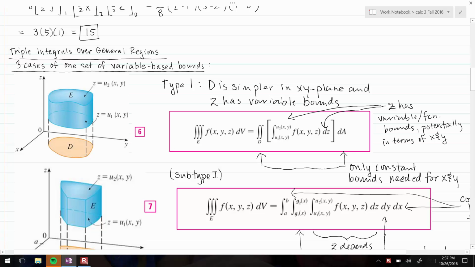The picture actually is not terribly helpful, but if you have some surface here, remember that in 3D space, our domain, if it's not a rectangular prism, aka a box, then you're going to have some variable bounds. Just like in a double integral, if it was not a domain that was a rectangle, then you had to do the variable bound thing. So in 3D, if it's not a box for your domain, then you have to do variable bounds somewhere.